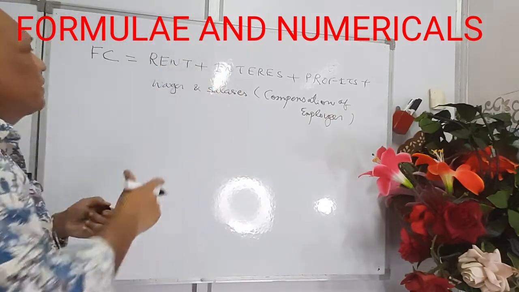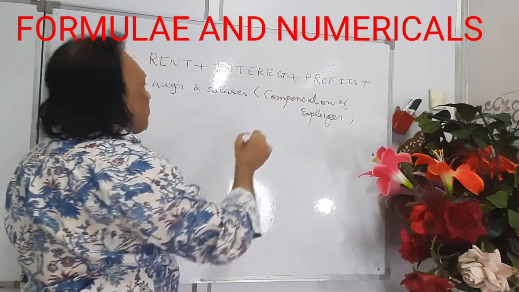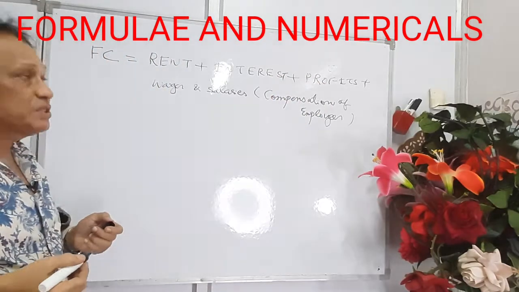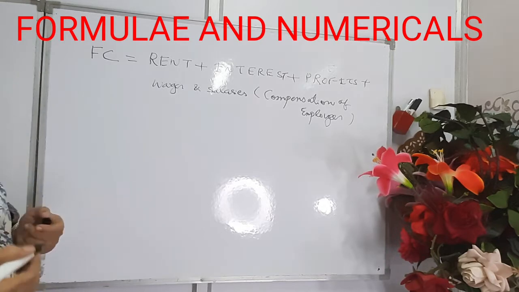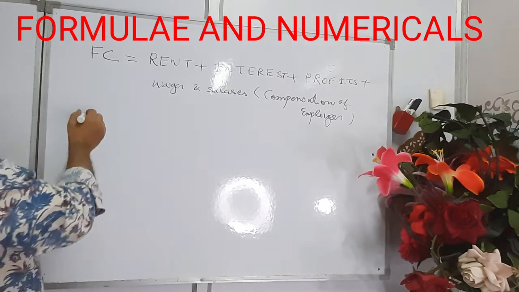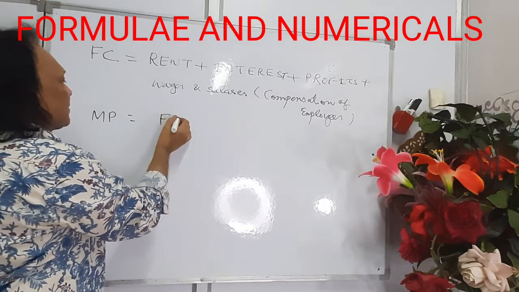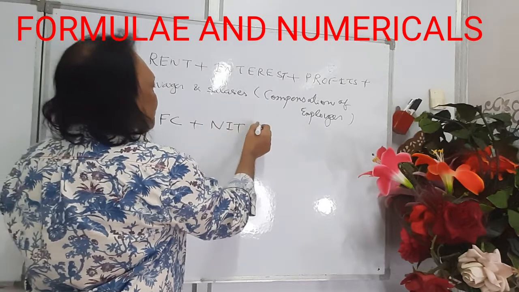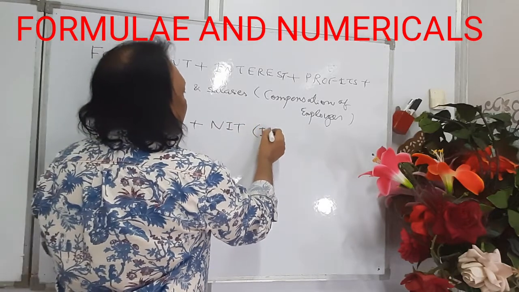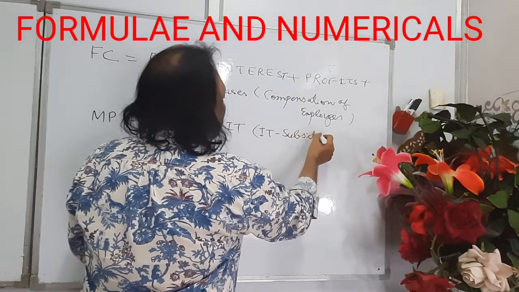Factor cost is equal to rent plus interest plus profits plus wages and salaries, or compensation of employees. That is the 4 factor incomes: wages and salaries plus rent plus interest plus profits. So market price is equal to factor cost plus net indirect taxes. NIT we already discussed. NIT is equal to indirect taxes minus subsidies.